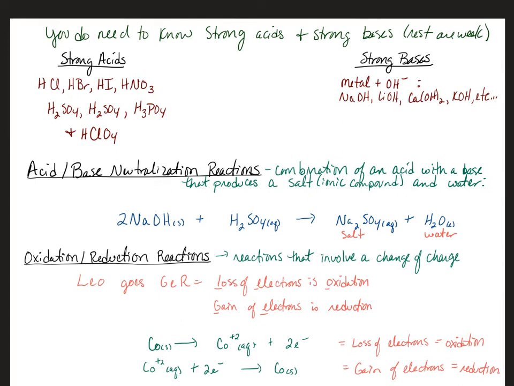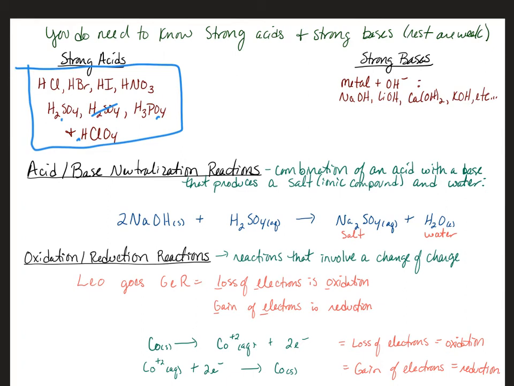Other types of things that you should know about acids and bases is what are the common strong acids, and what are the strong bases? Well, strong acids include exactly what I've written here. And yeah, you have to know them. So HCl, HBr, HI, nitric acid, sulfuric acid. I wrote that twice, it's so important, sorry about that. H3PO4 and HClO4. Those are the 1, 2, 3, 4, 5, 6, 7 strong acids that you really need to know.